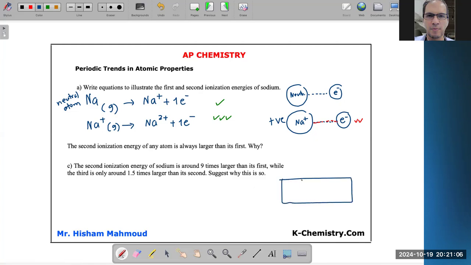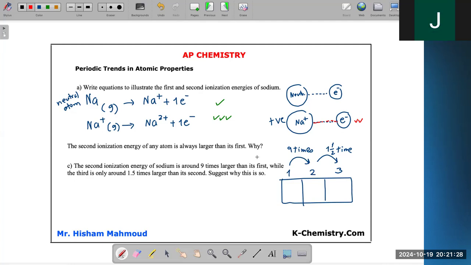So if you see the difference ما بين الفيرست والسكند هنا في حوالي 9 times difference، بينما بين السكند والثيرد the difference is only 1.5 times. Why is this big difference يا جوليان? What do you think? You're removing it, like, I don't know. Okay, when you make the configuration, can you tell me the configuration of the first one? That's 2, 8, 1. When you remove one electron, what will be the configuration?